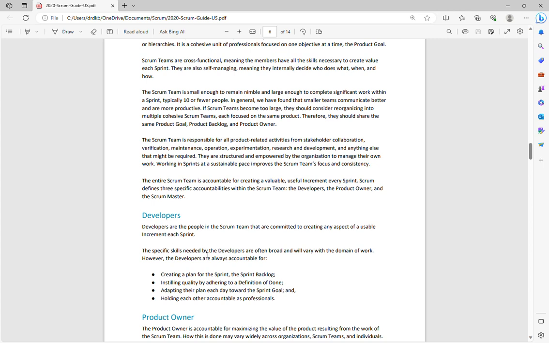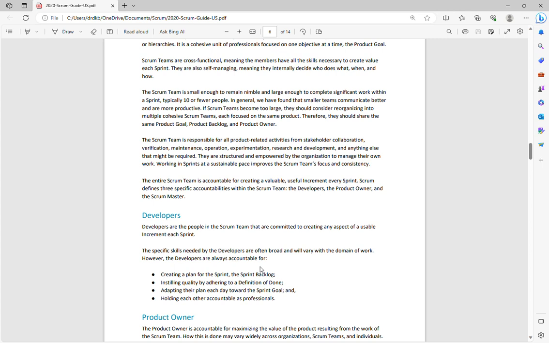The specific skills needed by the developers are often broad and will vary with the domain of work. However, the developers are always accountable for. Okay, so based upon the project requirement or the product requirement, the specific skill set needed by the developers will vary. Let's say the product that is being built requires some Java developers. In that case, we will need Java developers and testers, the developers and testers with the specific skills.